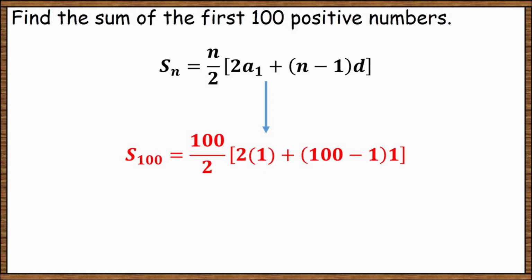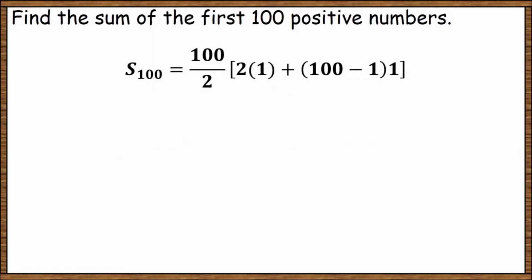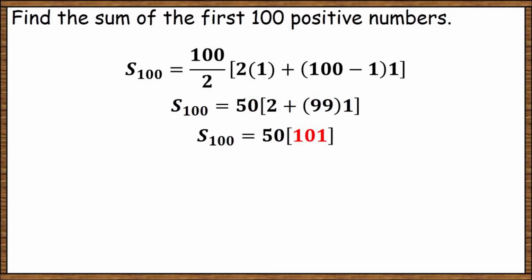S sub 100 is equal to 100 over 2 times the quantity 2 times 1 plus the quantity 100 minus 1 times 1. Umpisahan na natin mag-solve. S sub 100 is equal to 50 times the quantity 2 plus 99 times 1. S sub 100 is equal to 50 times 101. S sub 100 is equal to 5,050. Ibig sabihin, the sum of the first 100 positive numbers is 5,050.